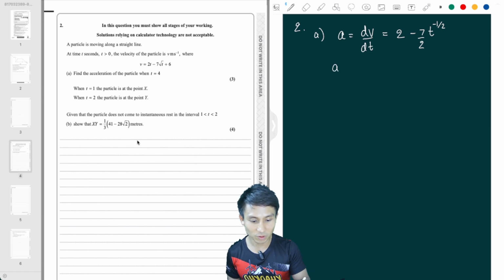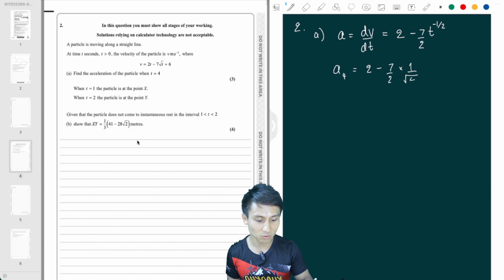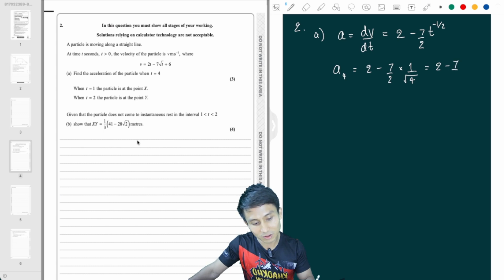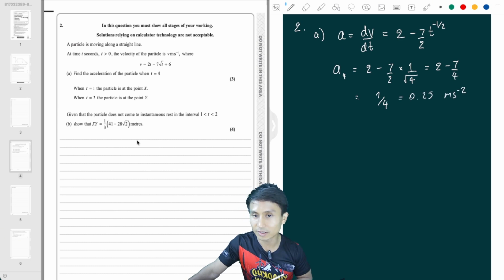And then we solve it when a of t equals 4. So I'm just going to write a(4) like this. Okay, would be equal to 2 minus 7 over 2, t equals 4. So t to the power of minus a half is basically 1 over t to the power of half. A power of half means a square root. So it's a square root of 4 when t equals 4. So that is basically 2 minus 7 over 4. So that is basically 1 over 4, which is 0.25 meters per second squared. Okay, I'm done for A.